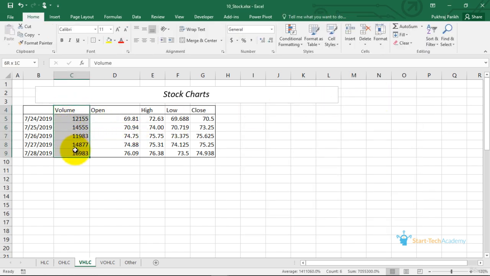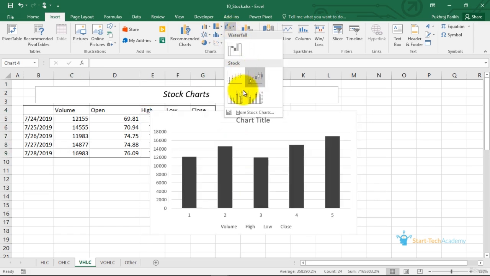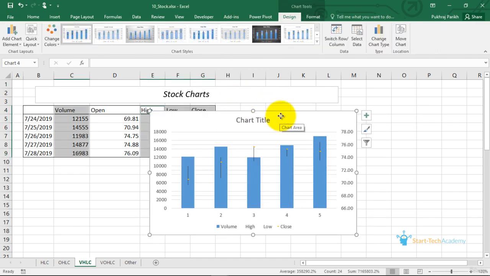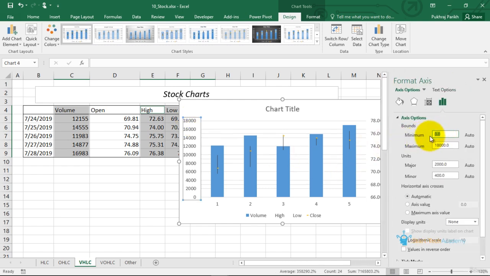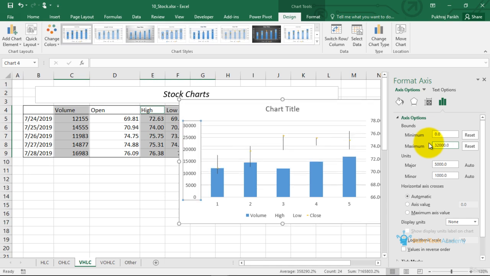So we will select volume, high, low and close column. We'll go to stock charts, select this third one. You can see that since the scales are set in this way, our 2 graphs, that is the column chart and the stock chart, are overlapping. We'll need to change the scale of either of the 2 charts. So let us change the scale of the primary axis. It is ending at 18,000, we'll end it at 32,000 so that the bars are smaller.